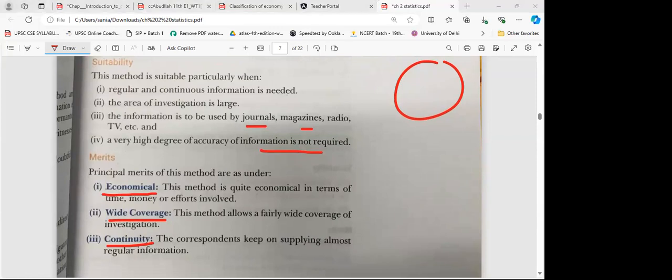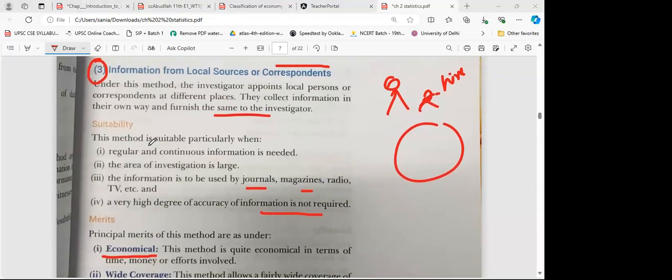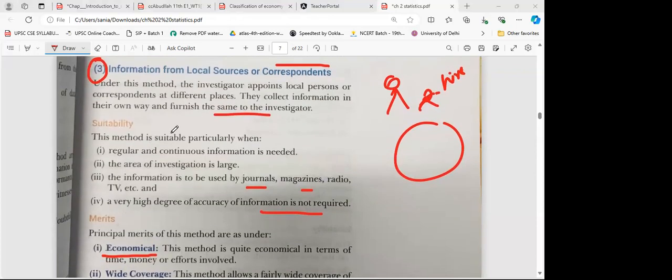Ma'am, just one line up actually. Sorry, have you not finished this? Yeah, I'm on the last line actually. Okay.